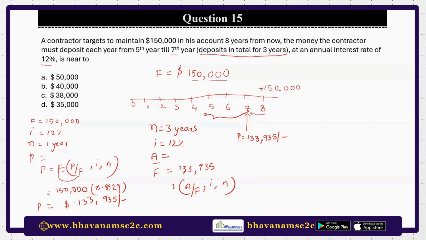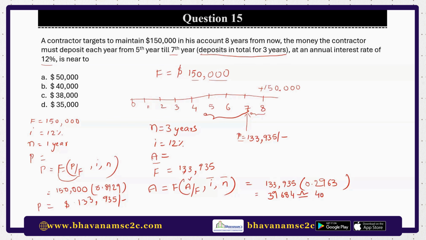The denominator is F, and here we have to multiply with F. And what we have to get? A. Once again, go with the table, find the column A by F, give the value I as 12%, and N as 3 years. Please let me know what is the value in the bracket. 0.2963. So multiply the value and you will be getting somewhere around 40,000 or 38,000, between those two. Okay, 39,684. What is the closest value?